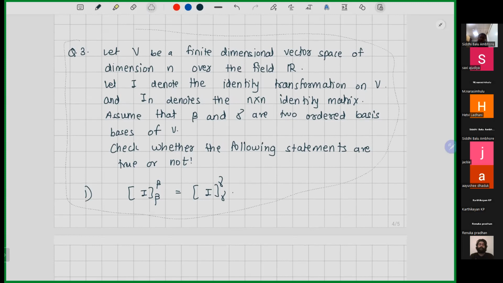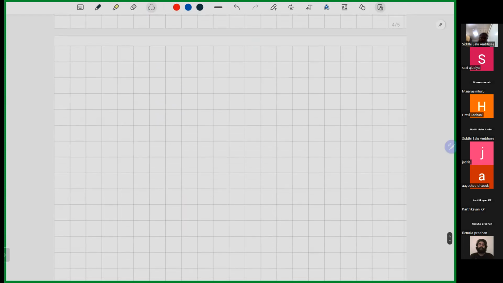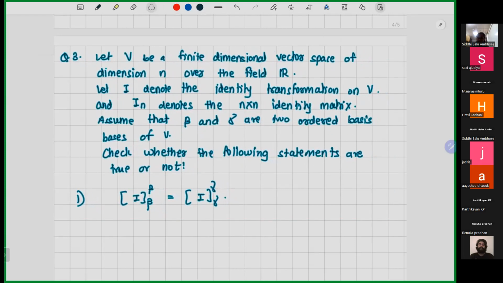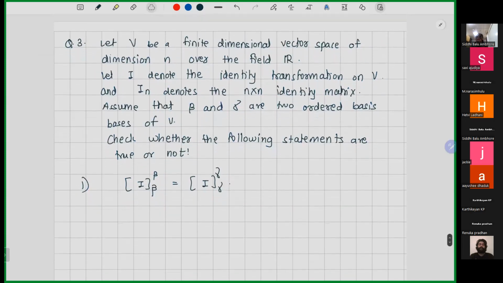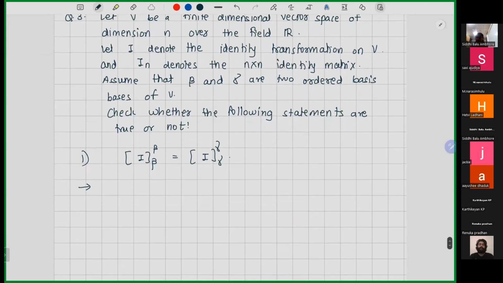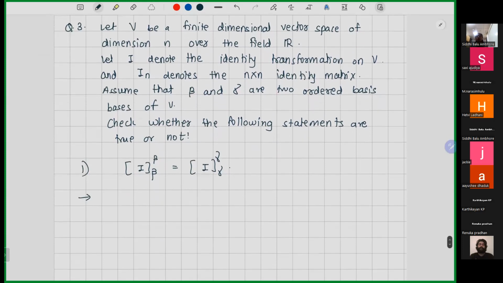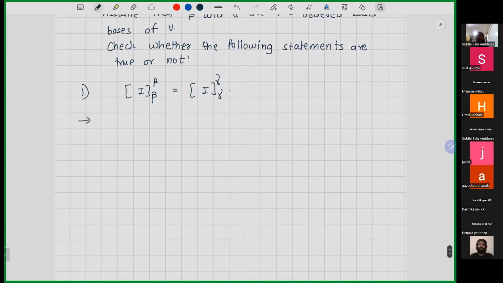So do you have any guess what this will be? Whether it's true or false or anything, what you feel. Okay, so Jackie is saying this is true. And now even Hetvi said this is true. So now that our guess is that it's true, we need to now prove that it's true.